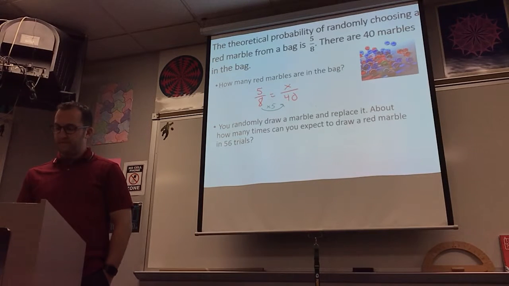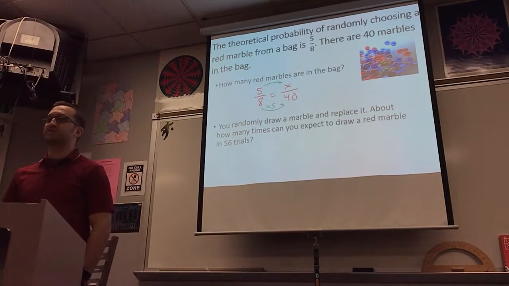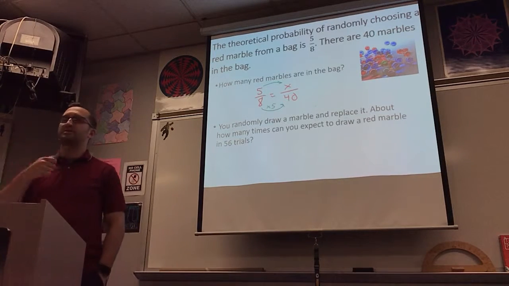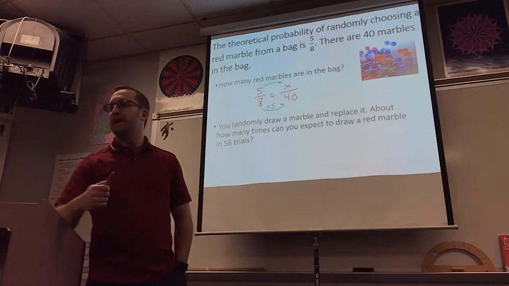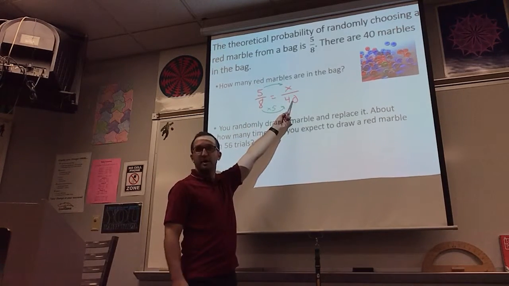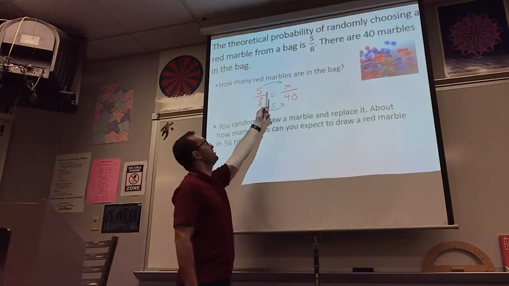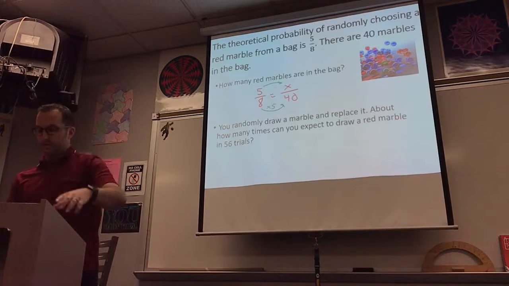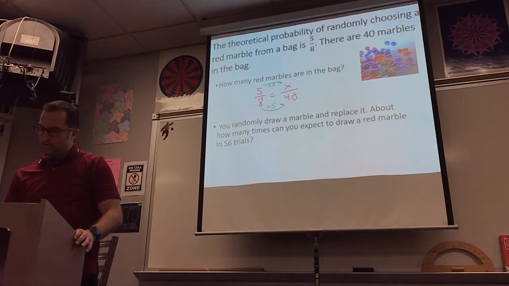So Olivia said 5/8 would just be a simplified version of something over 40. That's what she said. She said, well, 5/8 is simplified, and there's 40 marbles in the bag. So then she said 8 goes into 40 5 times. That would be a common multiplier method. I'm just writing the math behind what Olivia was thinking. Right? This is just the math behind it.